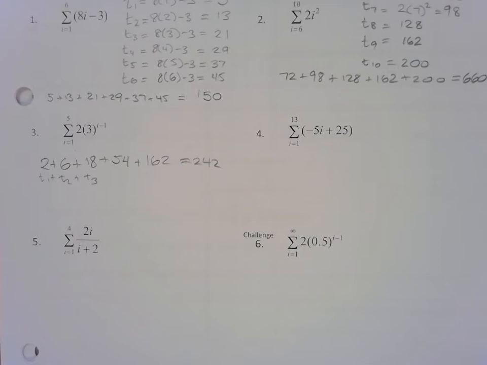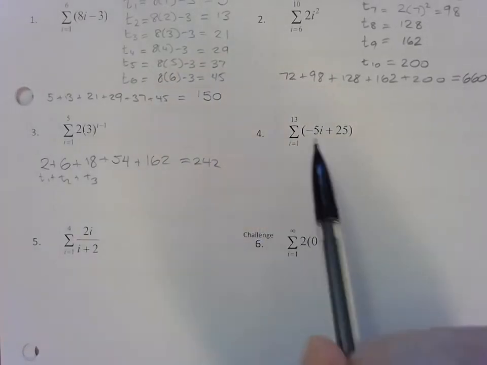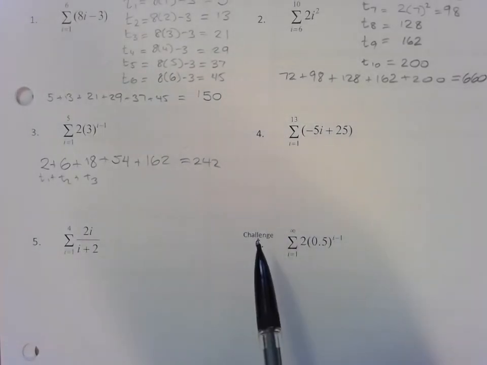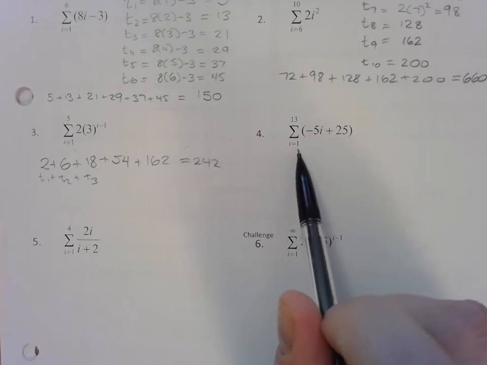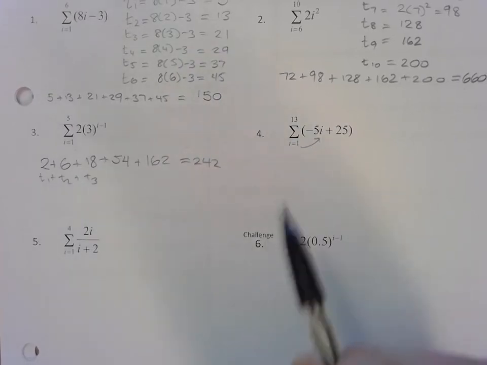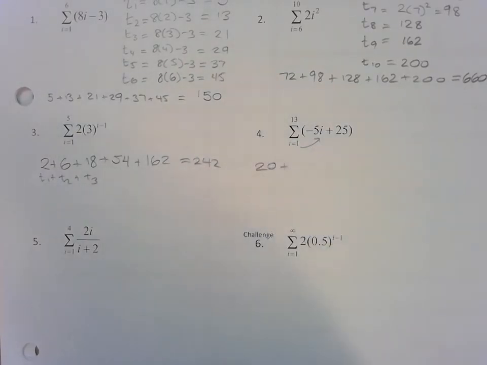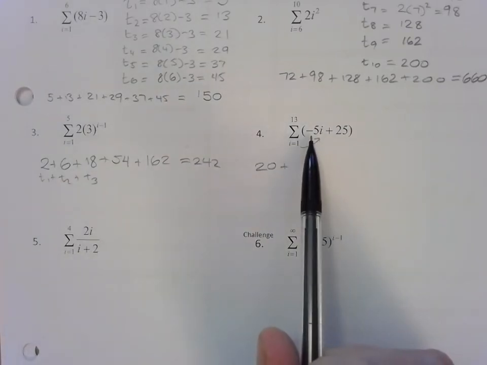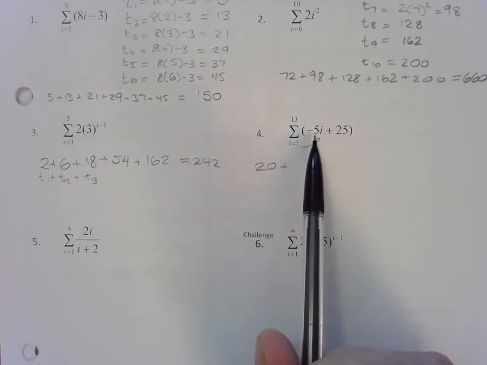Question number 4. The formula to the right looks arithmetic, and we'll do this one more time. It looks like I'm adding together 13 terms of an arithmetic series. So the very first term, I'd plug in the value of 1 in here. Negative 5 times 1 plus 25 gives me 20. Plus, and if I recognize this is going to be arithmetic, it looks like my slope, or rate of change, or common difference, is minus 5.